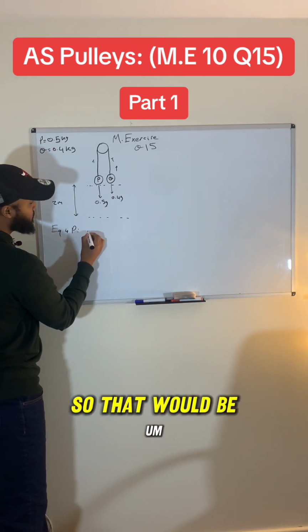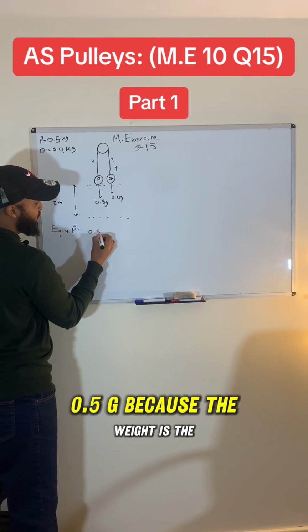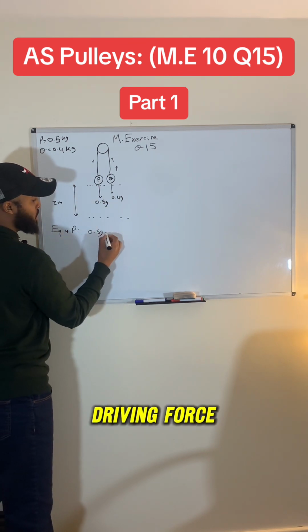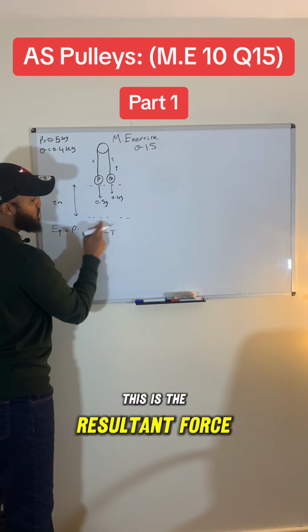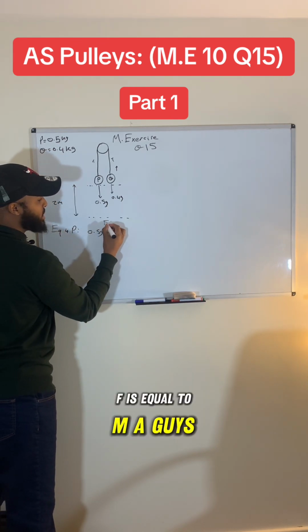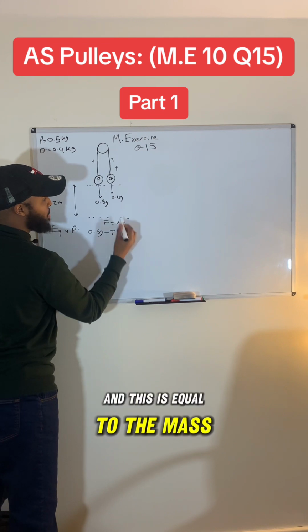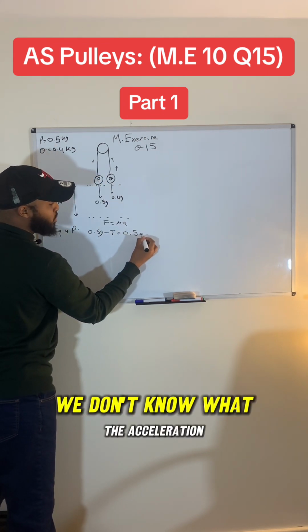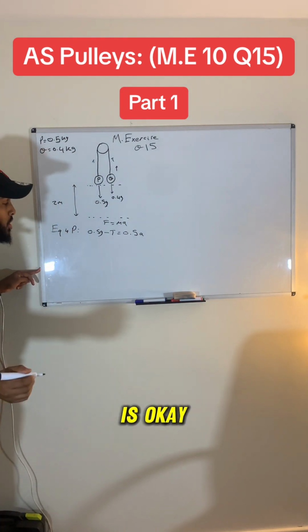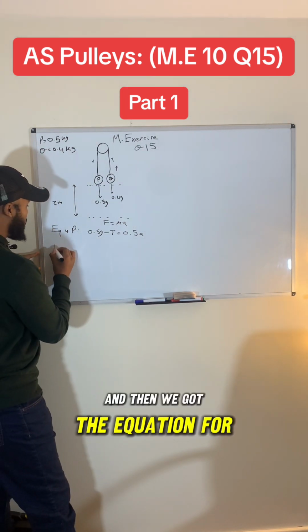That would be 0.5 G, because the weight is the driving force, minus the T. This is the resultant force. F is equal to ma, guys. And this is equal to the mass, which is 0.5, times by a. We don't know what the acceleration is. Okay, and then we've got the equation for Q.